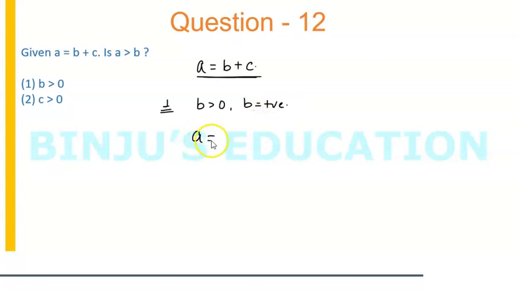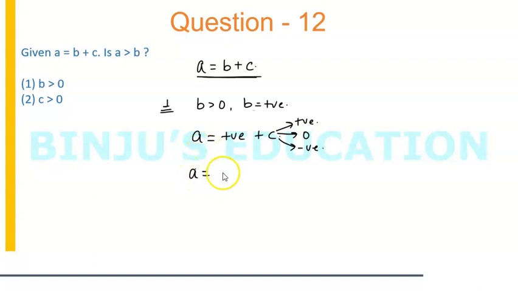So A is actually equal to a positive number plus C. Now what about C? Do we know anything about C? C can be positive, C can be 0, and C can be negative also. If C is positive, then A will automatically be greater than B, right? Because A is B plus C. So if I'm adding a positive number to B, then A will automatically become greater than B.